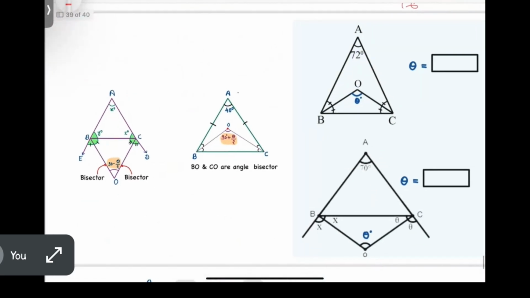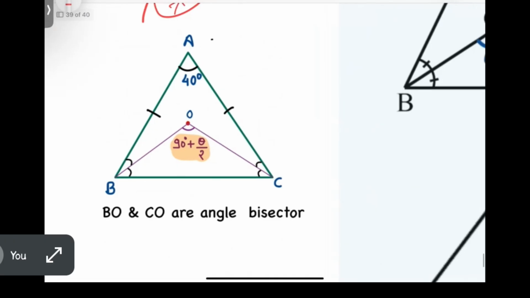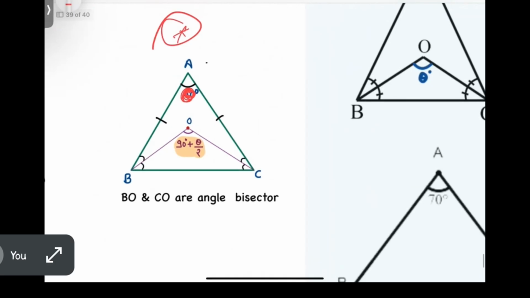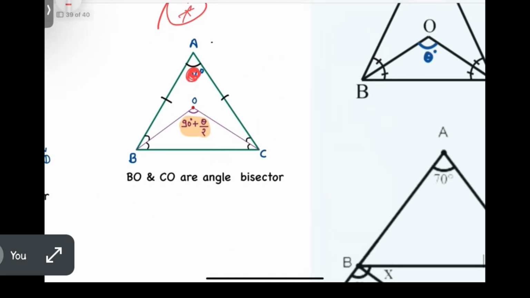Since in our syllabus it is only triangles, we'll have to discuss this one as well. It's an important concept here. In exams, most of the time we see this one. So if you have a triangle, this is theta. If you're asked to find the angle of this one, so angle BOC, angle BOC is nothing but 90 plus theta by 2.